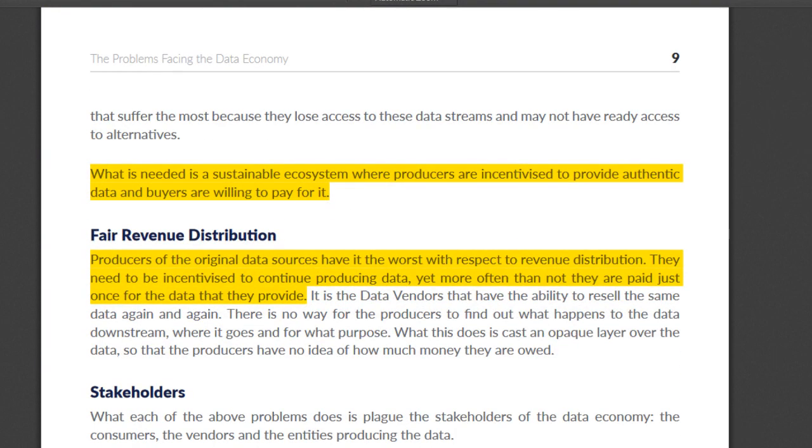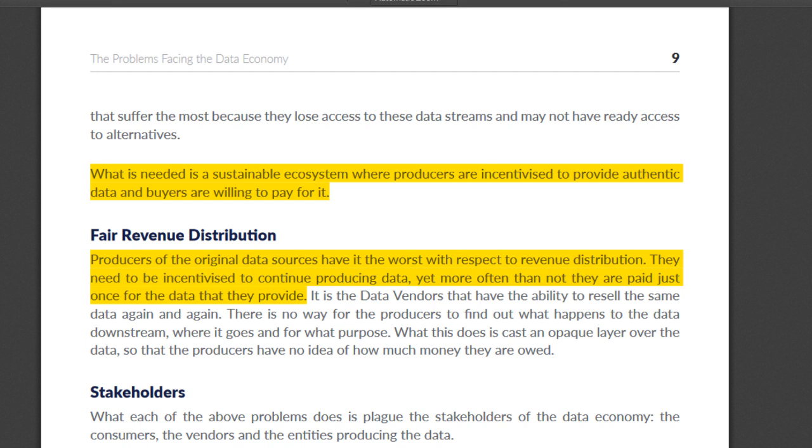So the problem they're trying to fix there is that what's needed is a sustainable ecosystem where producers are incentivized to produce authentic data and buyers are willing to pay for it. Fair revenue distribution ties into this. Producers of original data sources have it the worst with respect to revenue distribution. They need to be incentivized to continue to produce data, yet most often they are not paid more than once for the data they provide.